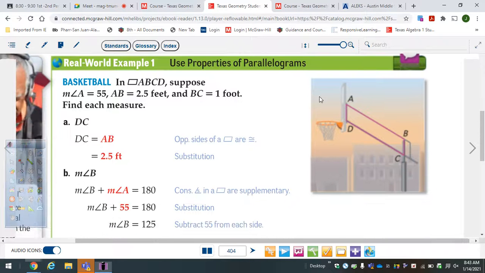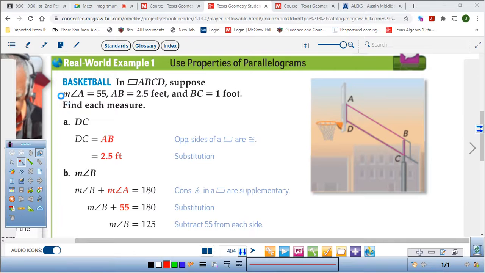Okay, so let's come to example number 1. Now again, a basketball court right here. The way you read this one again is in parallelogram A, B, C, D. Suppose that measurement angle A. I'm just going to kind of throw these things over here.